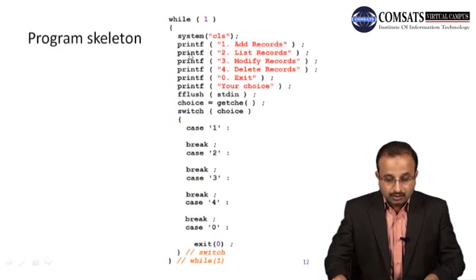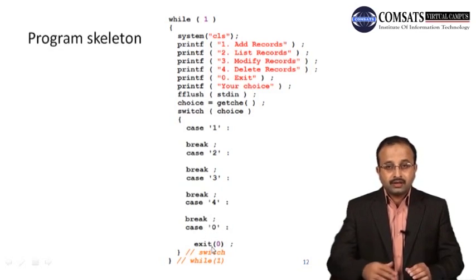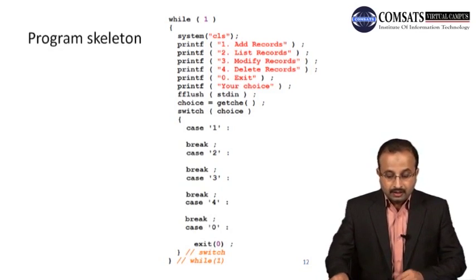Then you have a switch. So all these things are in the while one loop. So what is the way to go out of the program? That is to choose the option number 0, that is exit. So it comes in the 0 case, and then the function exit 0 will be called and the program exits. So what do we have in case number 1?